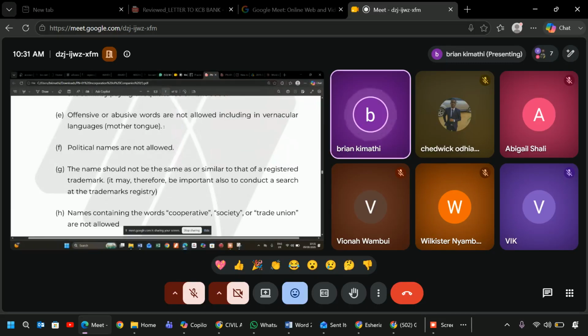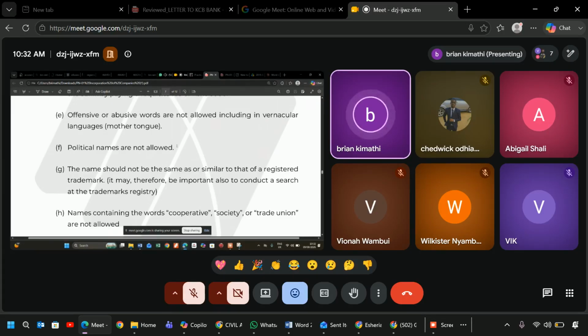So if you are trying to register a company and you give us the name in, for example, a language that is registered in Kenya, for example the ethnic ones. You might give us a name in Kikuyu or Kimeru or in some other language, Masai, and it is an offensive word. They will note it and they will tell you for corrections.